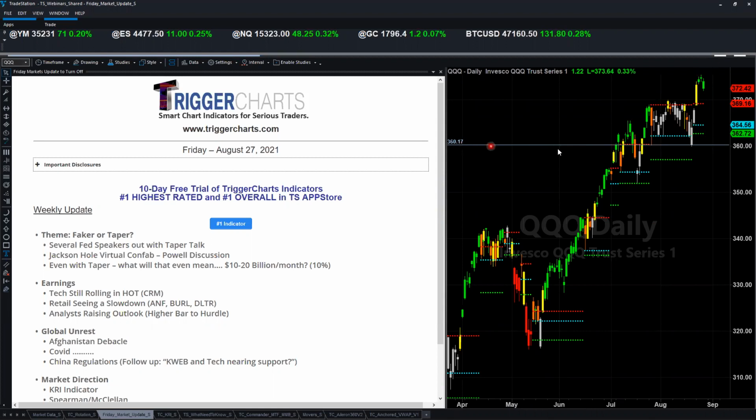That support was 360.17, and we connected a line that was the end of a resistance here, which of course, resistance becomes support on the downside. And we looked at this and we saw where the peak was, and we looked at where the bottom was at that point as well, where it held up several times. We drew that line across last week and it held very nicely. So here we are, up over the top at all-time highs right now.